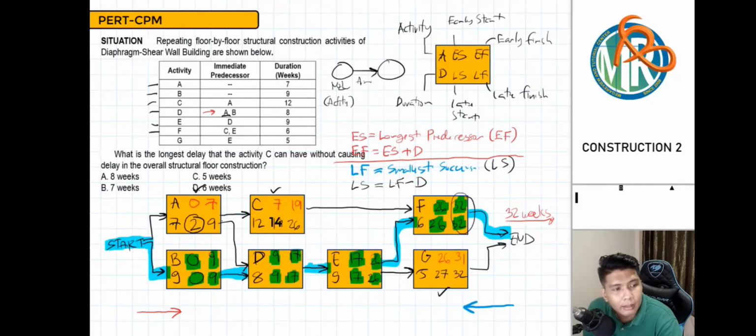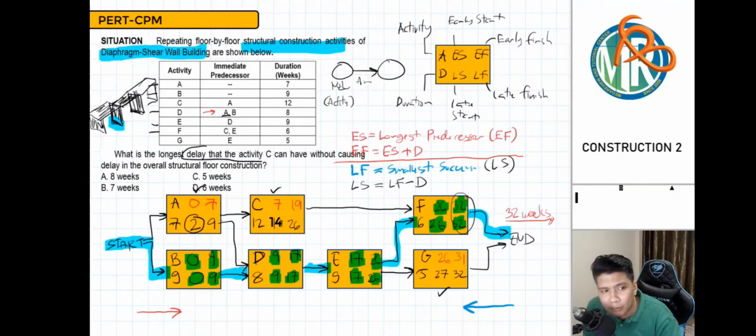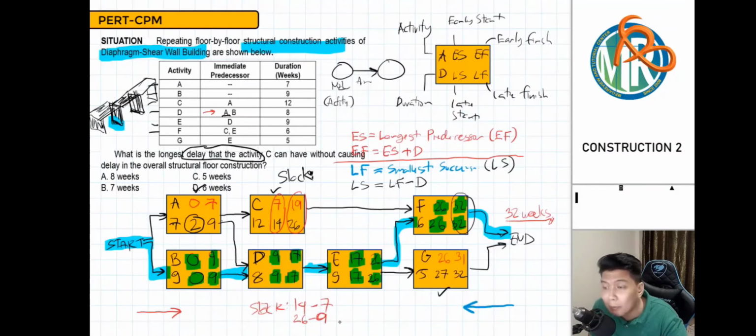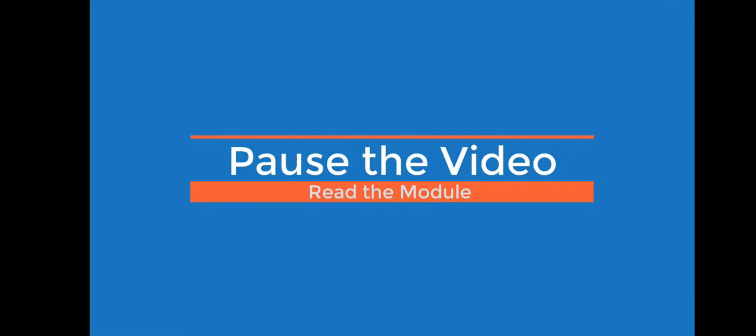What is the longest delay that the activity C can have without causing delay in the overall structural floor construction? Actually, guys, yung diagram na meron tayo dito, this is about the structural construction activities ng isang diaphragm shear wall building. That delay, guys, tinatanong sa problem na to, that is actually your slack. To get your slack again, ang gawin mo lang is you obtain the difference of this or this one. That would be 14 minus 7, or you can also have 26 minus 19. It will give you the same answer, okay? This will give you 7 days of slack.